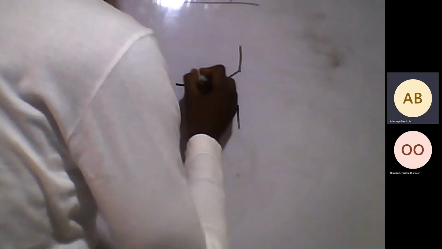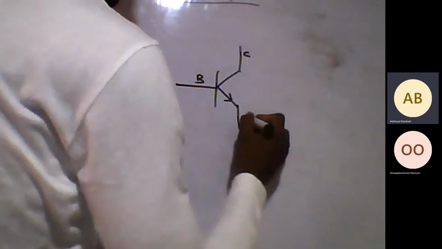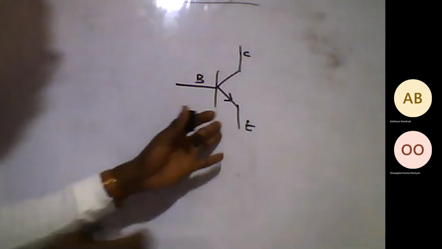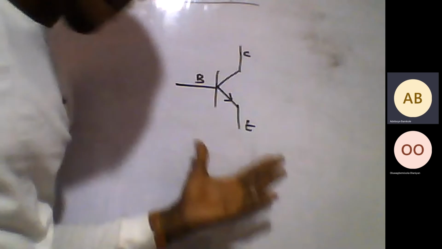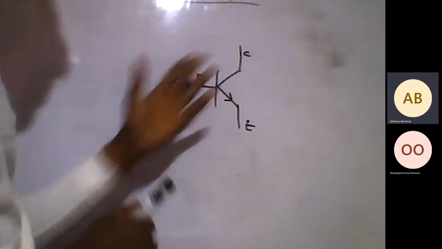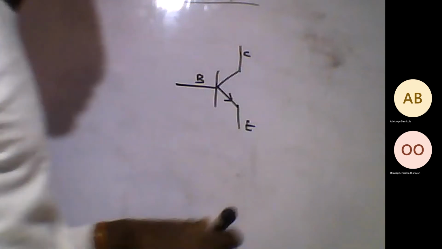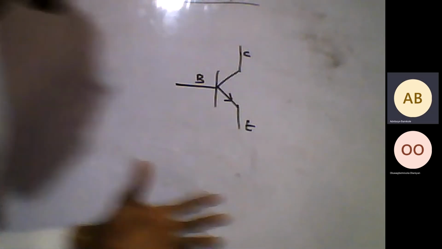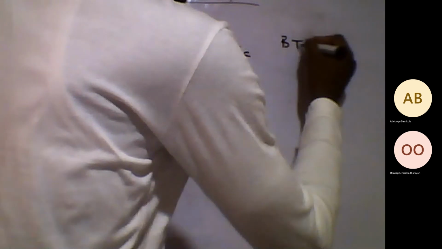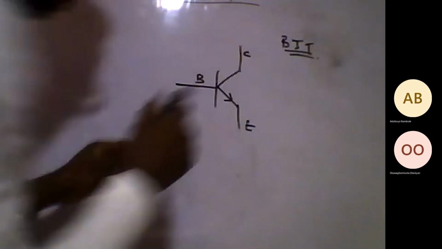Quickly, let's now jump into some practical stuff and stop talking so much of theories. Okay, for our NPN, this is what we have. So this represents the terminals of the NPN transistor: base, collector, and of course the emitter. However, the way this BJT transistor works is this.